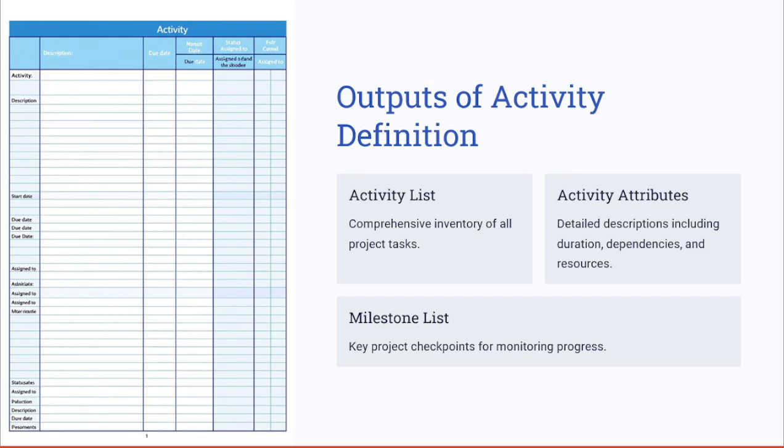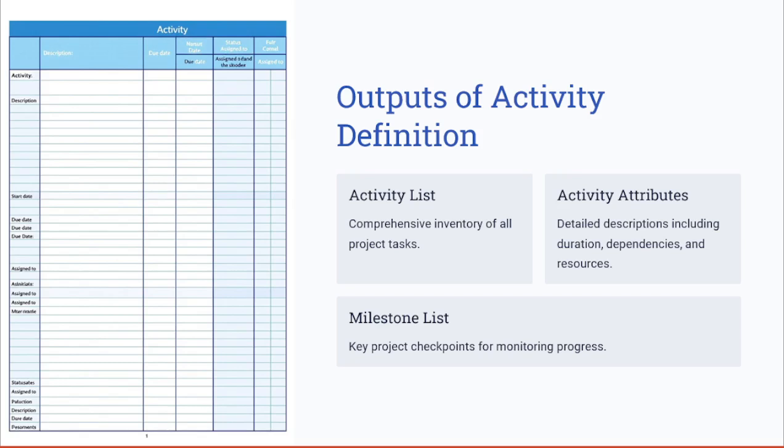The outputs of defining the activities. The outputs of activity definition are important for project success. The activity list is a comprehensive inventory of the tasks required for project completion, while the activity attributes provide critical details about each task, such as the duration, dependencies, location, or resources required.